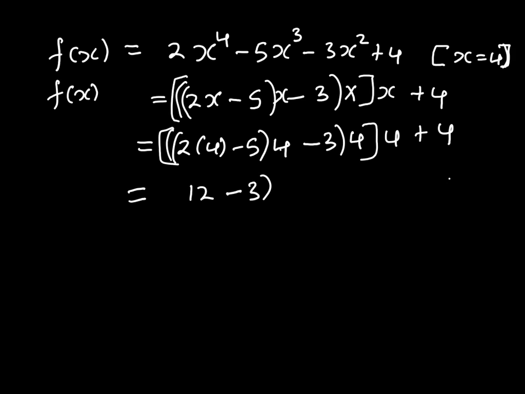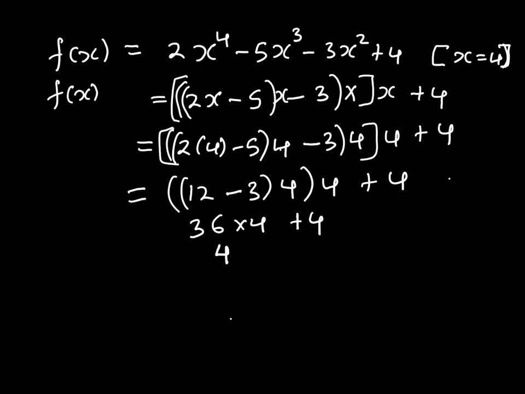12 minus 3, what we get is multiplied by 4, and after we multiply this by 4 we add a 4. 12 minus 3 is 9. 9 times 4 is 36, so the answer will be 36, times 4, then after you add the 4, what is it? 6 by 4 is 24, and 4 by 3 is 12, so that is 144 plus a 4. The answer will be 148.